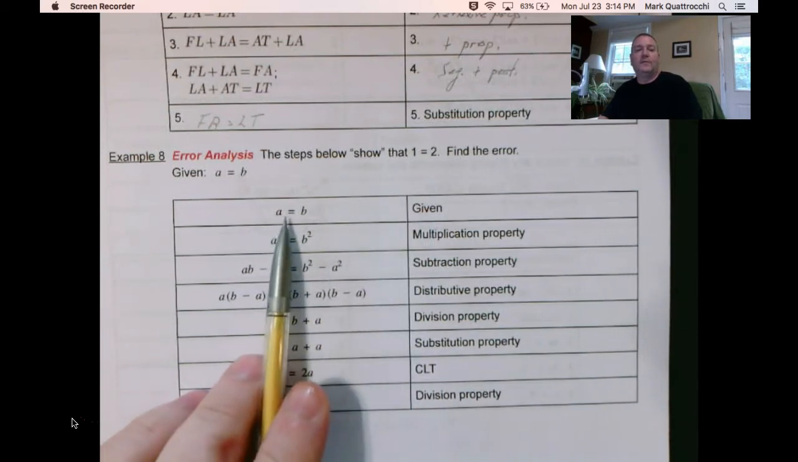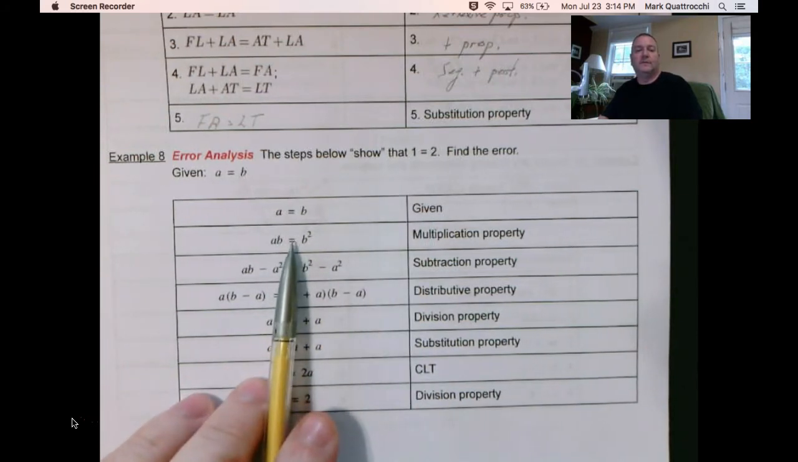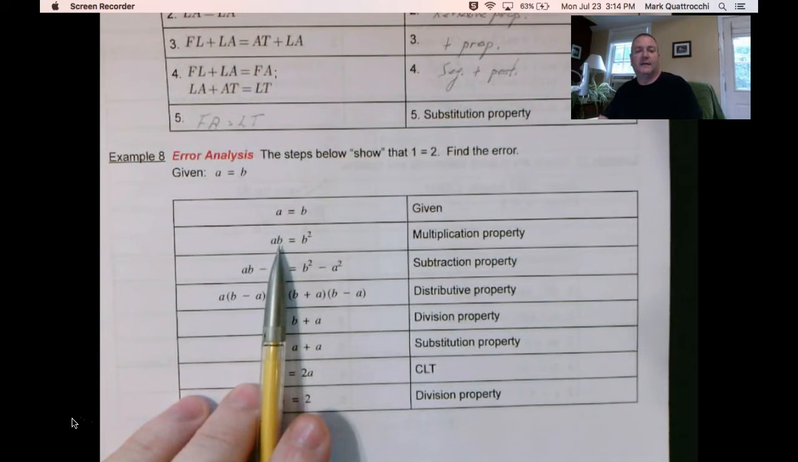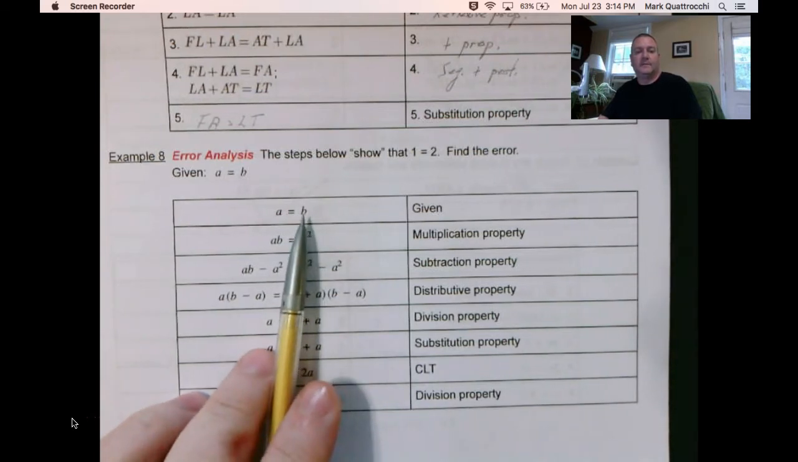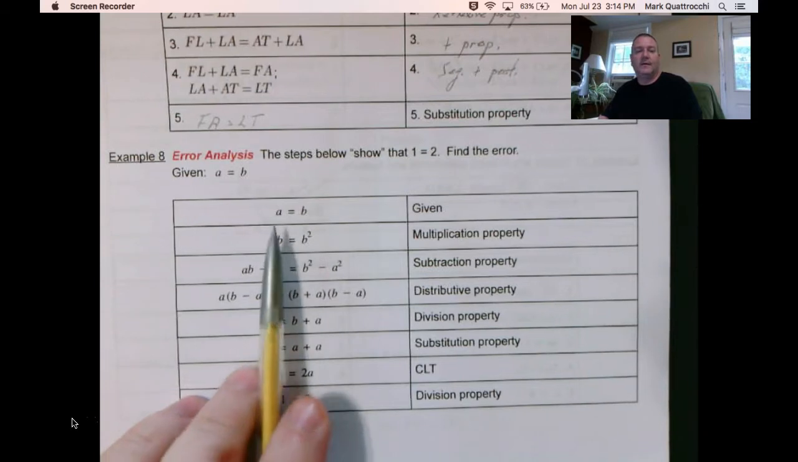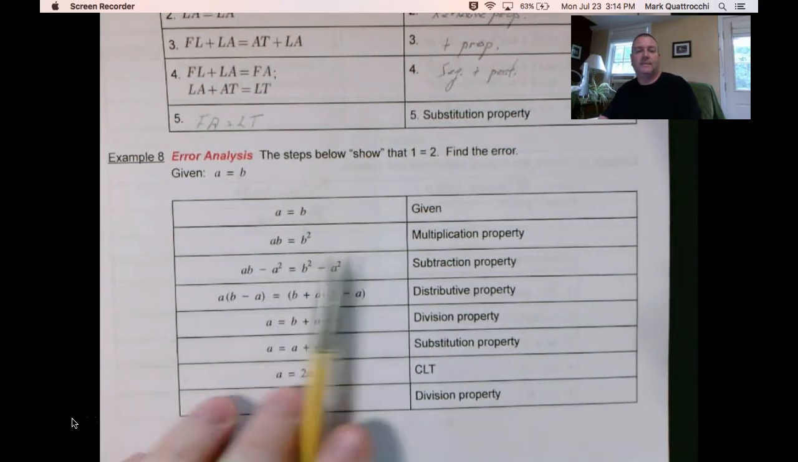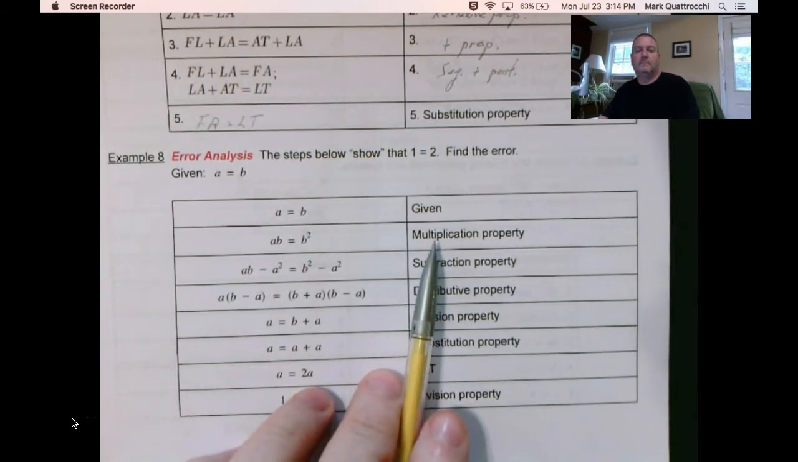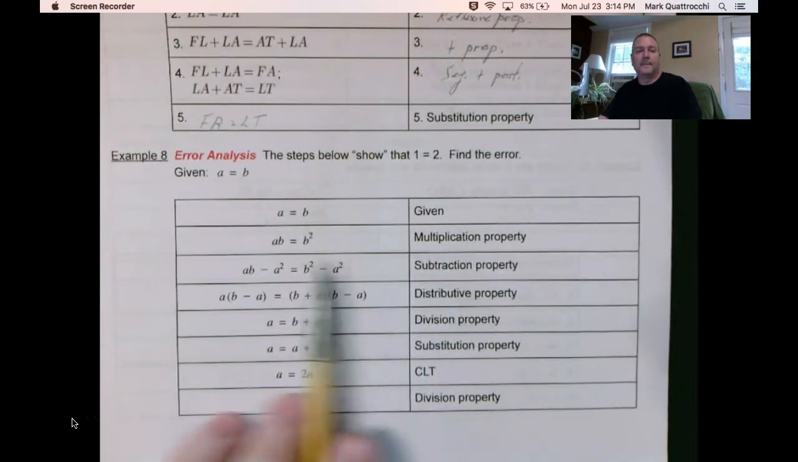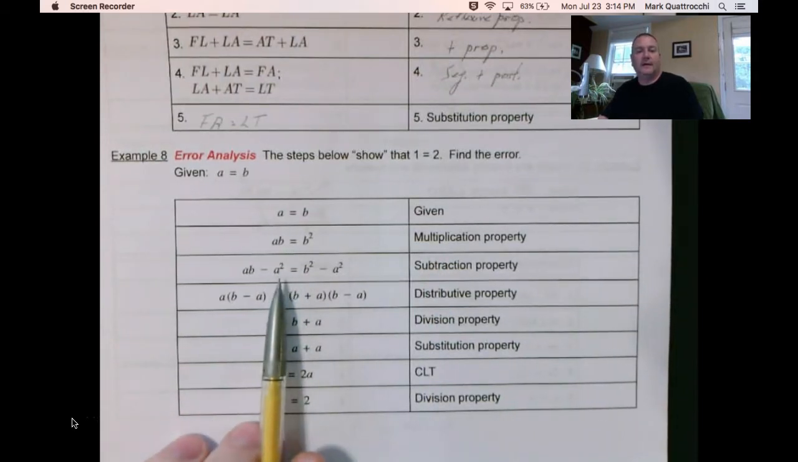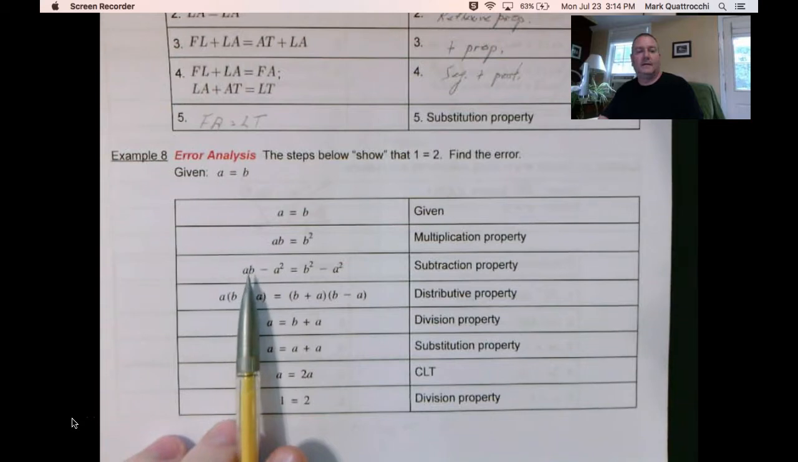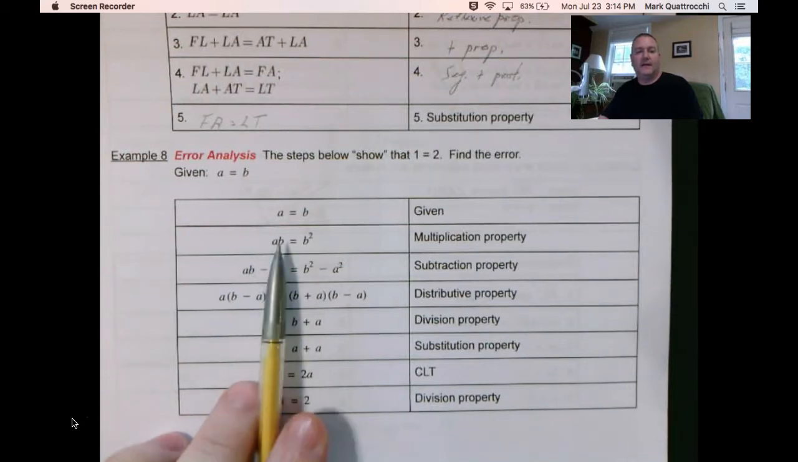What have we done to go from statement 1 to statement 2? Well, it looks like I multiplied the left side by b, and I multiplied the right side by b. B times b is b squared. A times b is ab. Multiplication property. That seems okay so far. What have I done to go from statement 2 to statement 3? Well, again, what's changed? Let's look to see what's different. We have the AB still here.